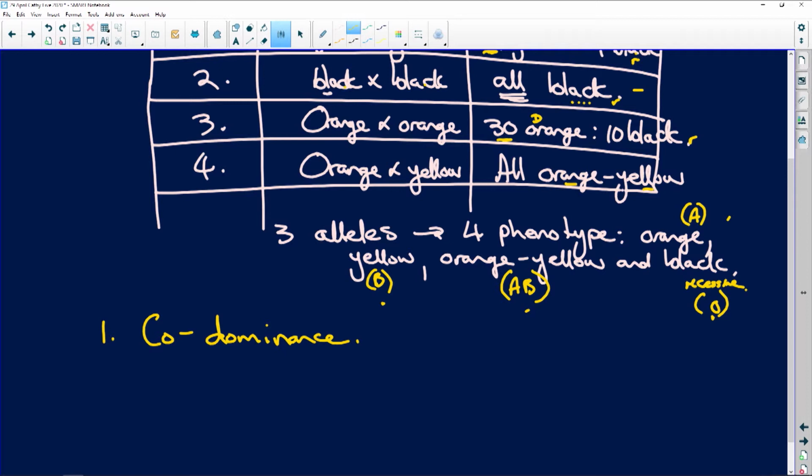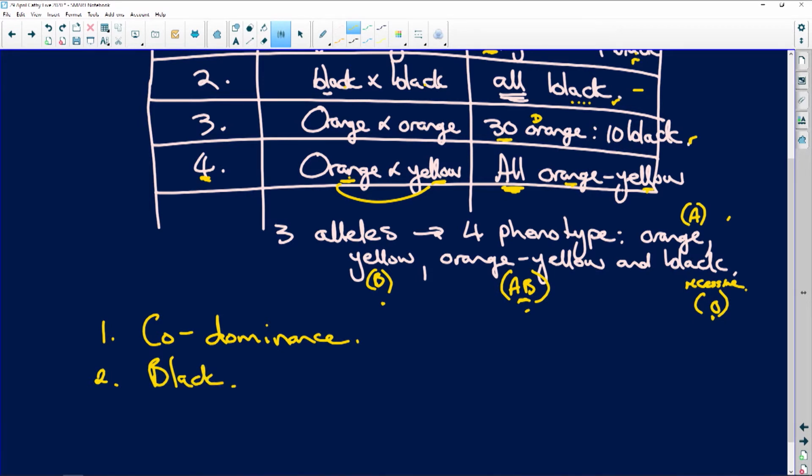Well, it says describe the codominance shown in 4. It is codominance. Why? Because when we cross an orange and a yellow, we end up with all offspring being orange-yellow. So that's the same as blood group AB. Then question 2 says, which shell is controlled by the recessive allele? It is the black shell.